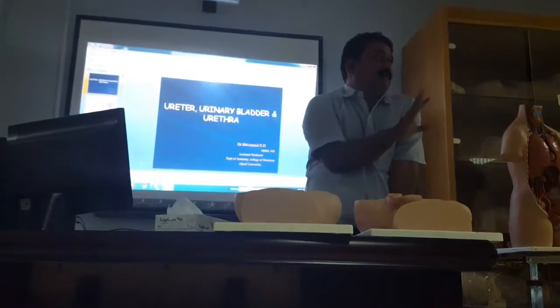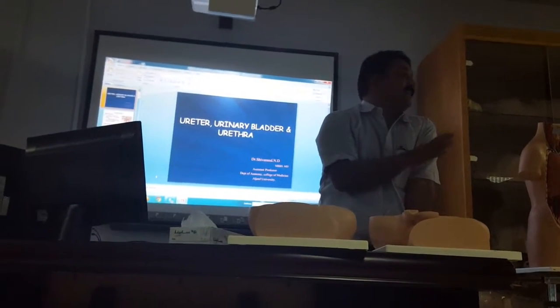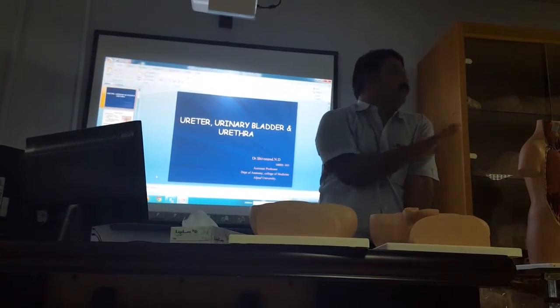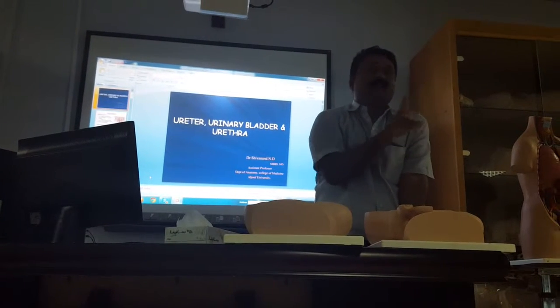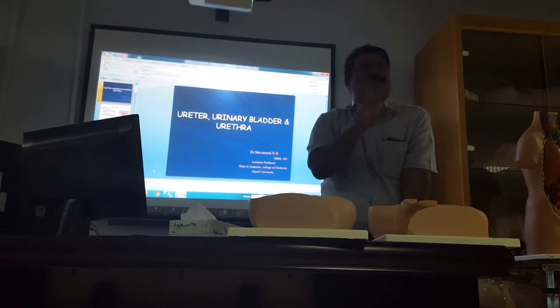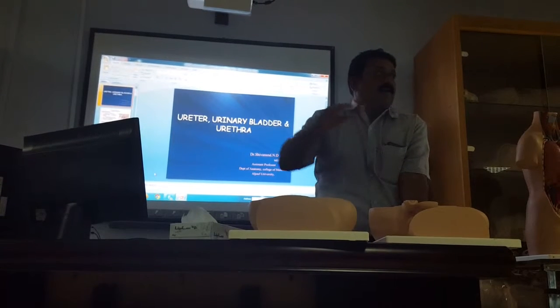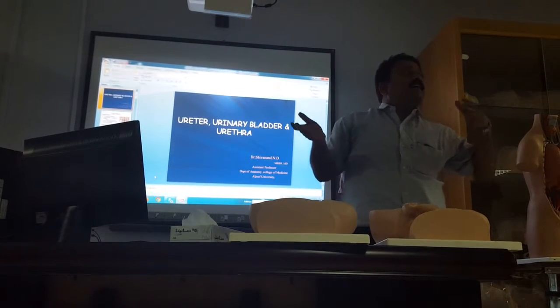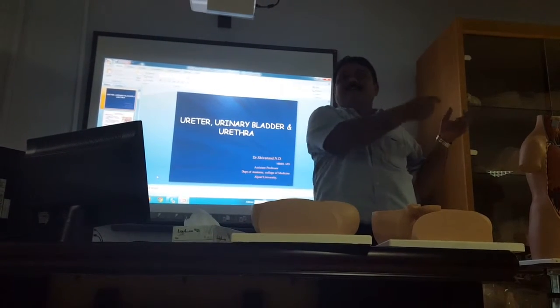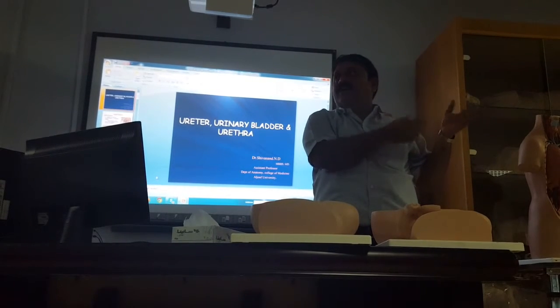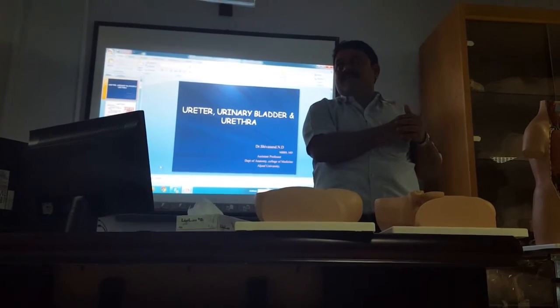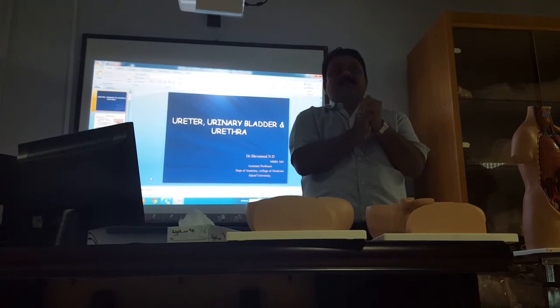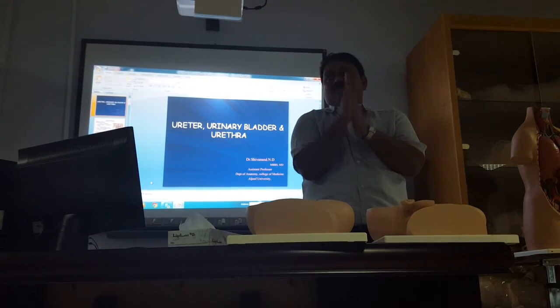For the ureter, both left and right are different for anterior relation, whereas the posterior relation is the same. Anterior relations only differ between left and right. The right one is superior mesenteric, the left one is inferior mesenteric, and the branches, sigmoid colon and mesocolon. So this is about the lab. Any doubts? Thank you.